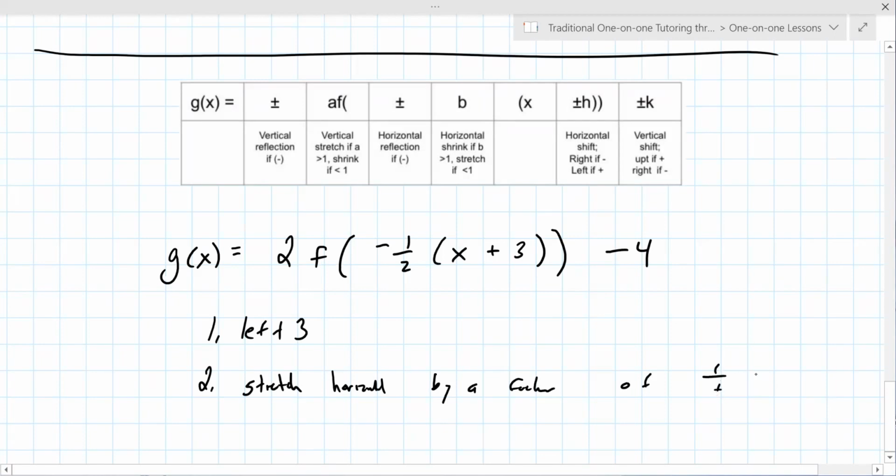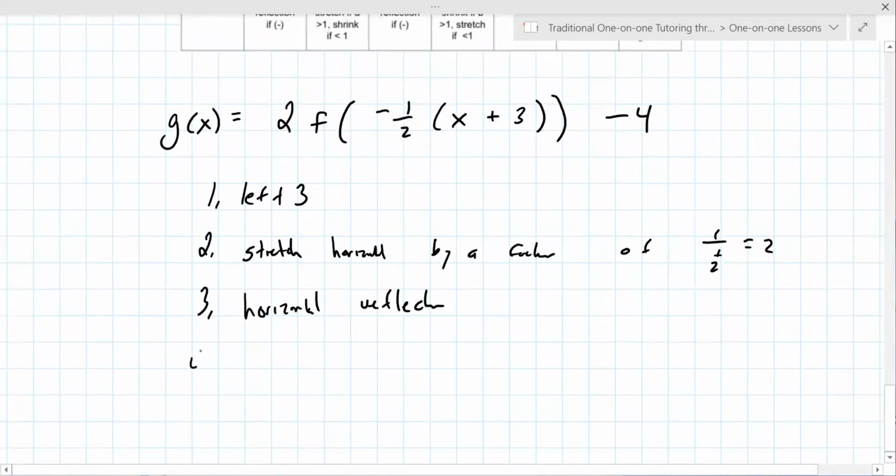I don't know how much your instructor can cover that in class, but that's a small point there. This negative is a reflection over the y-axis. So you could say horizontal reflection. They're looking for that word probably, horizontal or vertical. The 2 out in front is a vertical stretch by 2. And then the last one is down 4.